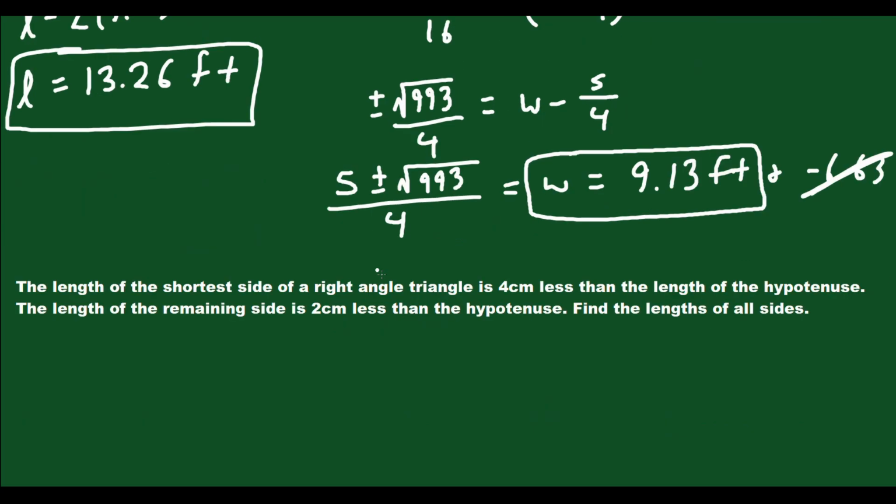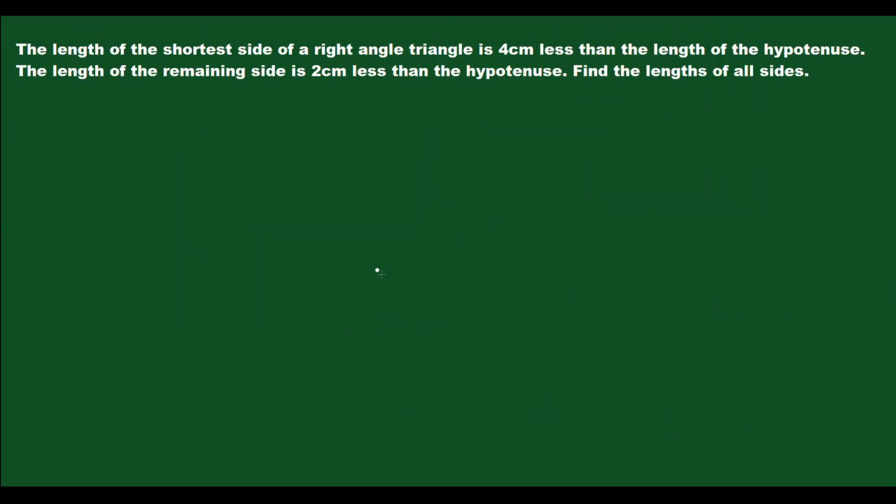Okay, let's go on to another question. For this question, it says the length of the shortest side of a right-angled triangle is 4 centimeters less than the length of the hypotenuse. The length of the remaining side is 2 centimeters less than the hypotenuse. Find the lengths of all sides. So another question where they're telling you that certain things are less than other things by certain amounts, and you've got to somehow come up with the equations for these, right?